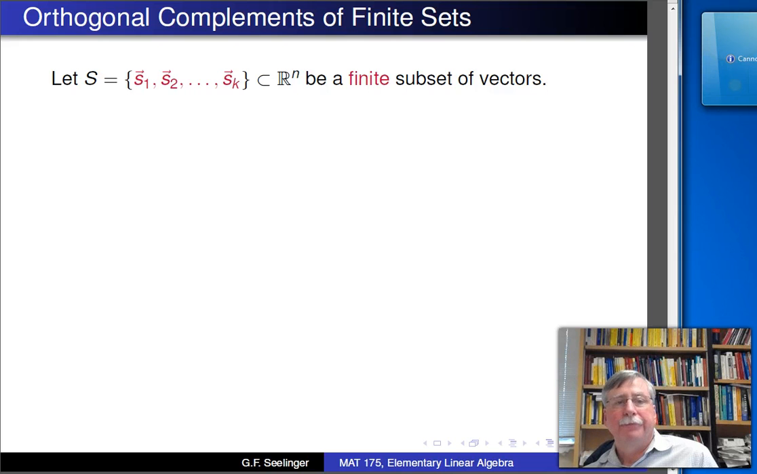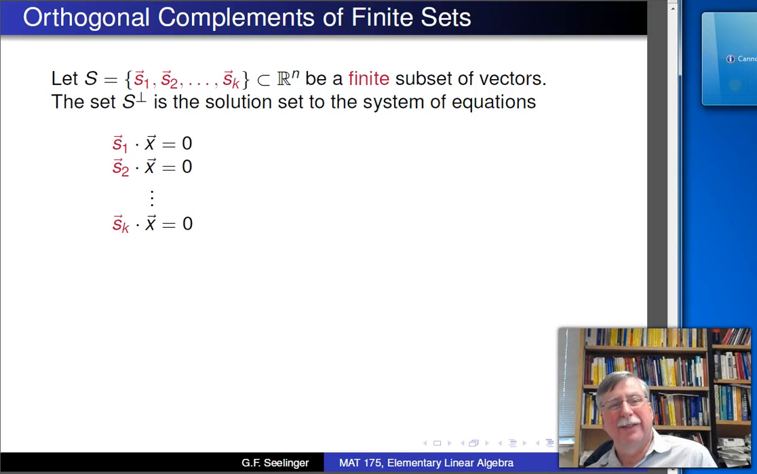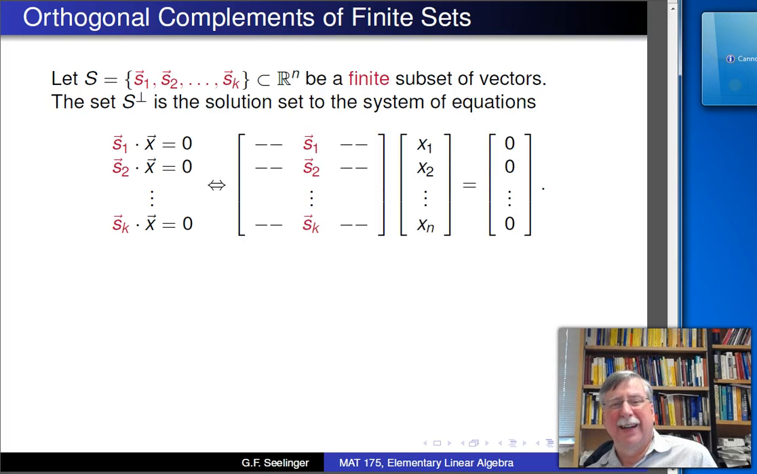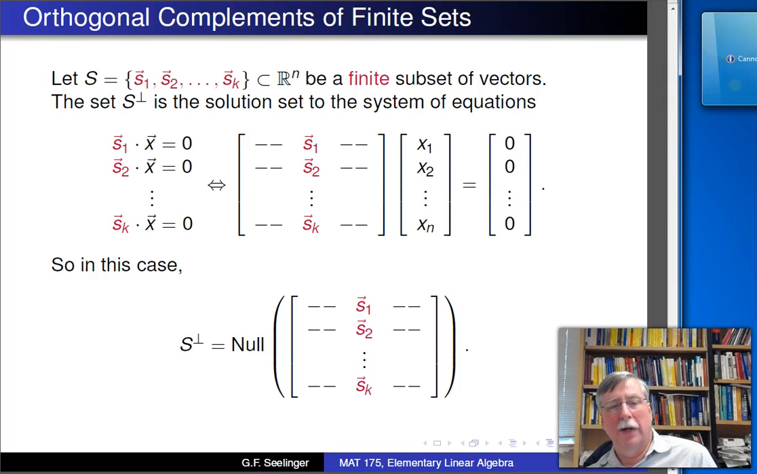All right. So if it's a finite set, what do we do? S perp is a solution set of this set of dot products. I can rewrite it as a matrix vector product this way. And so S perp is just the null space of the matrix when I put those vectors as rows. We're used to putting vectors in as columns. For orthogonal complements, what we actually do want are rows.